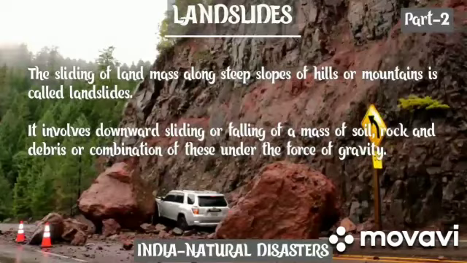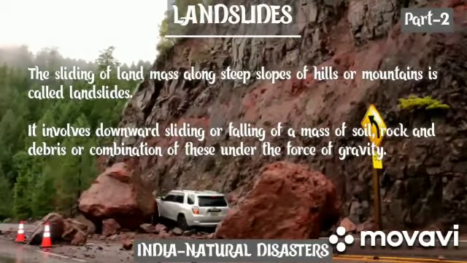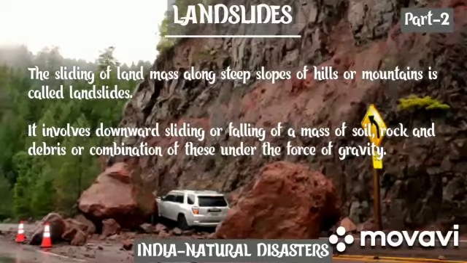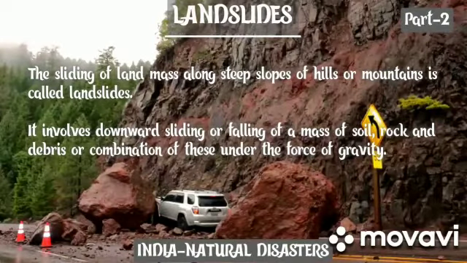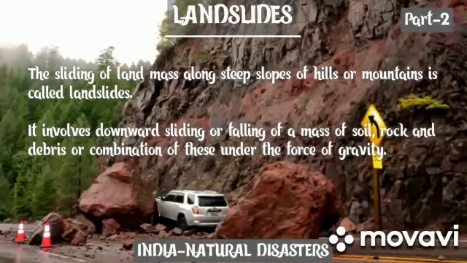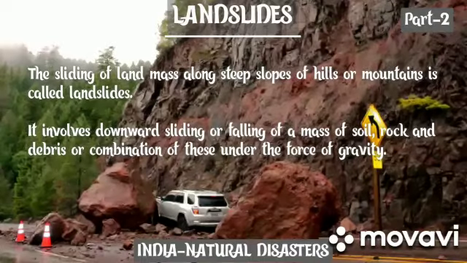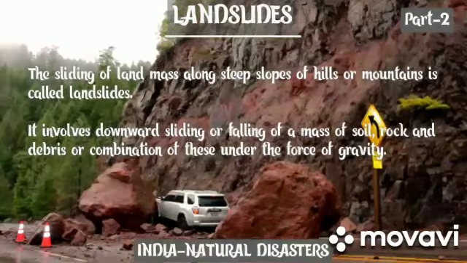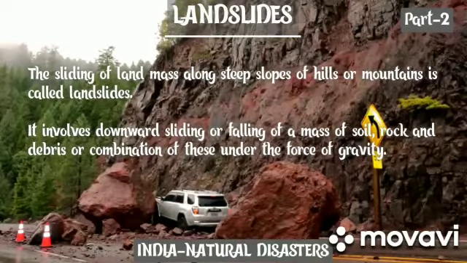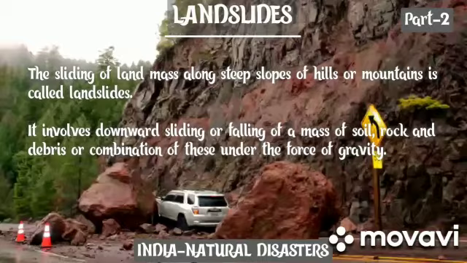In landslides, the trees get uprooted. Along with the landmass, stones, mud, and debris cause destruction. Landslides cause destruction of human settlements and buildings, and whatever remains after the destruction is known as debris.